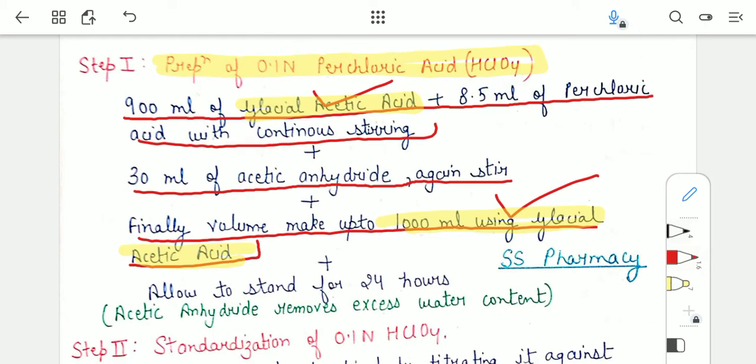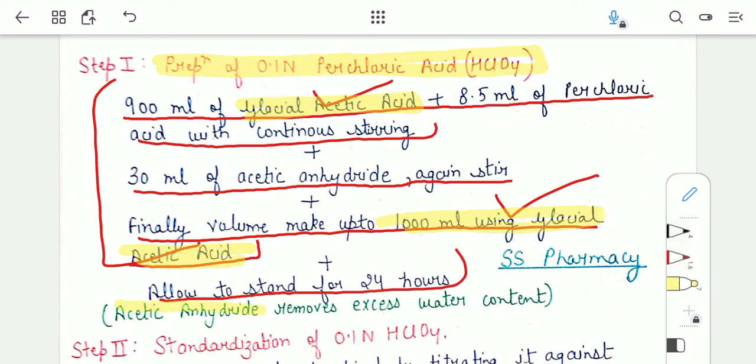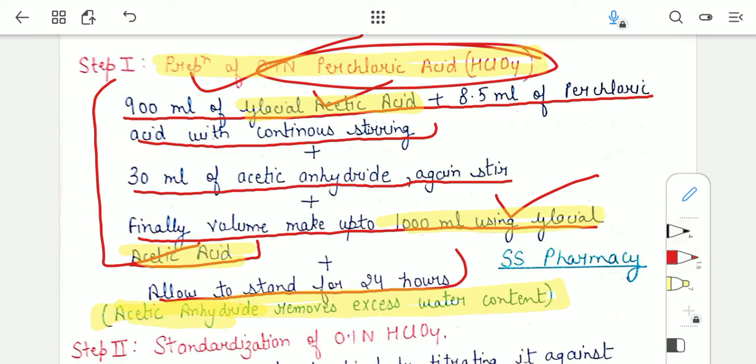So after performing these steps, we will allow the mixture to stand for 24 hours. Here I have written that the acetic anhydride which we are using is used to remove the excess water content, because this is a non-aqueous titration and we do not require water. So in the first step, we have prepared 0.1 normal solution of perchloric acid, which is our titrant, with which we will titrate our sample.